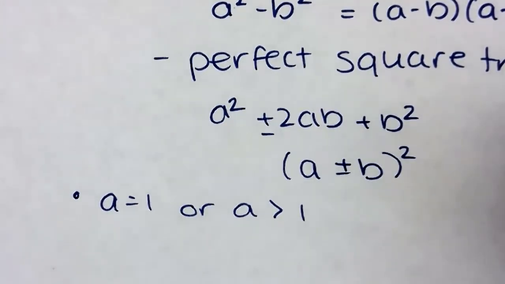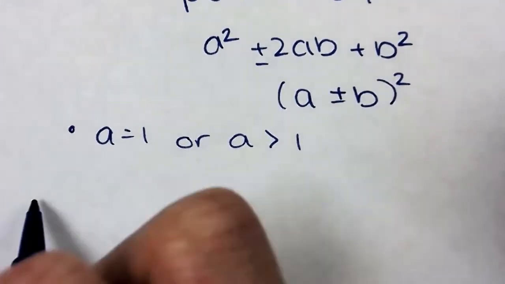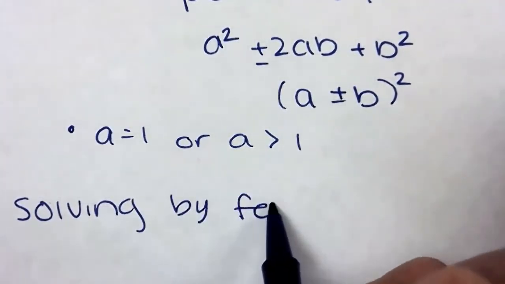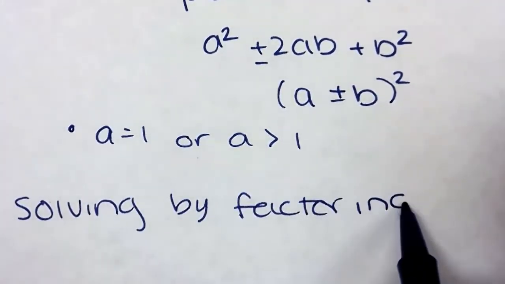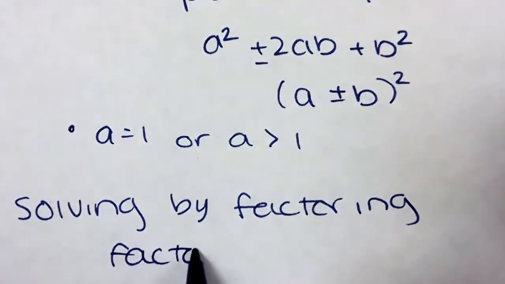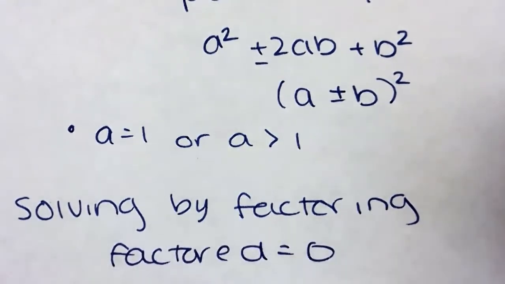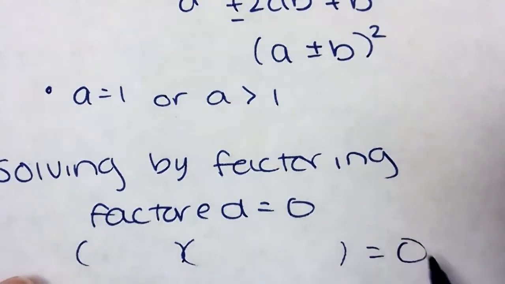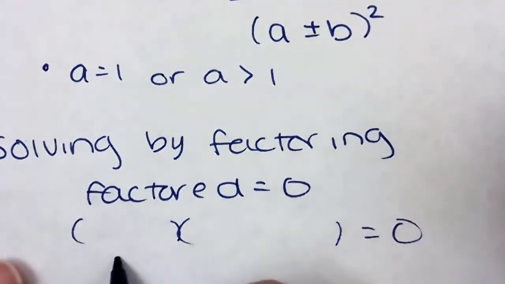And then we have methods for solving. So if you're solving by factoring, you're going to take the factored form and set it equal to 0. And then you're going to set each factor equal to 0 using the zero product property, and you'll solve for x.